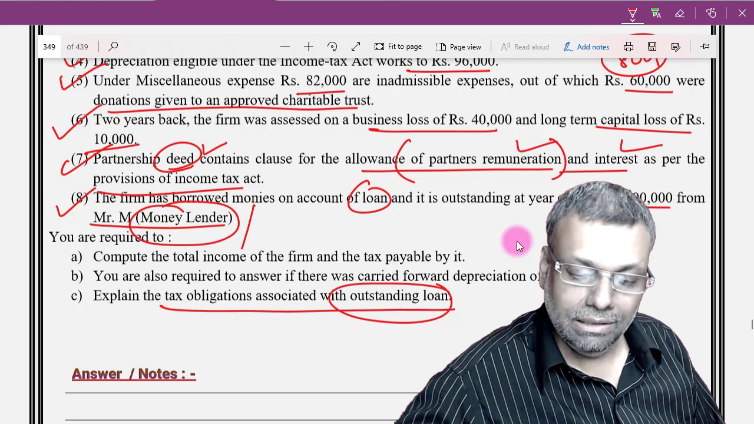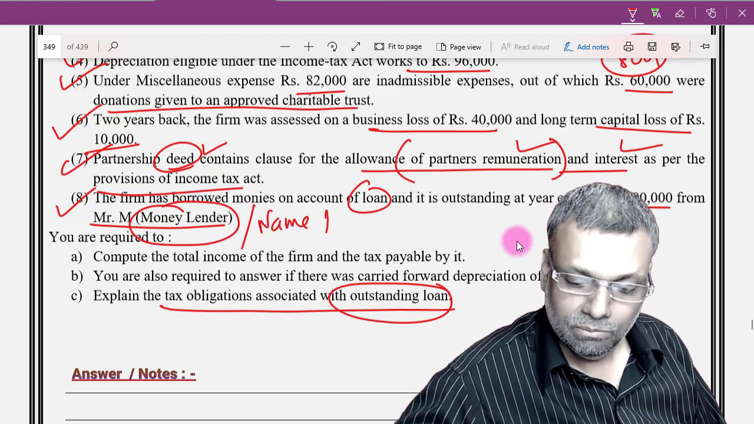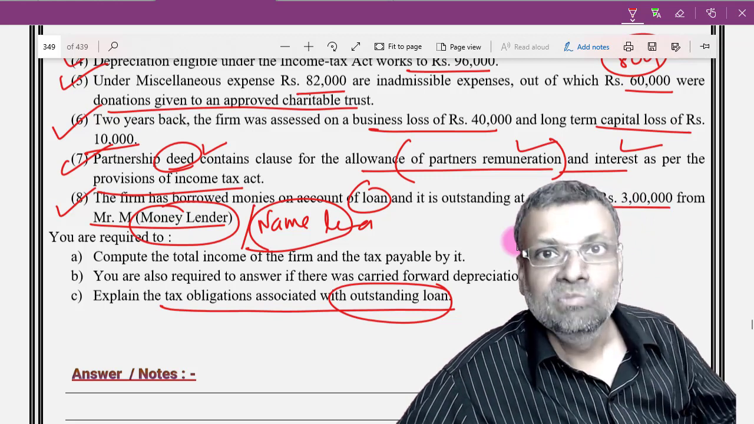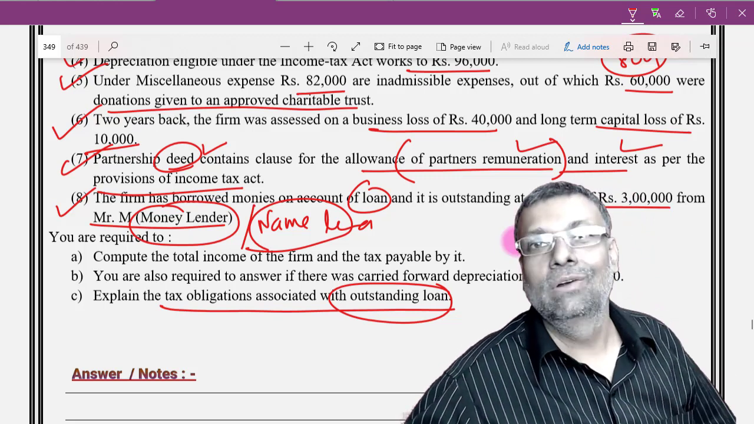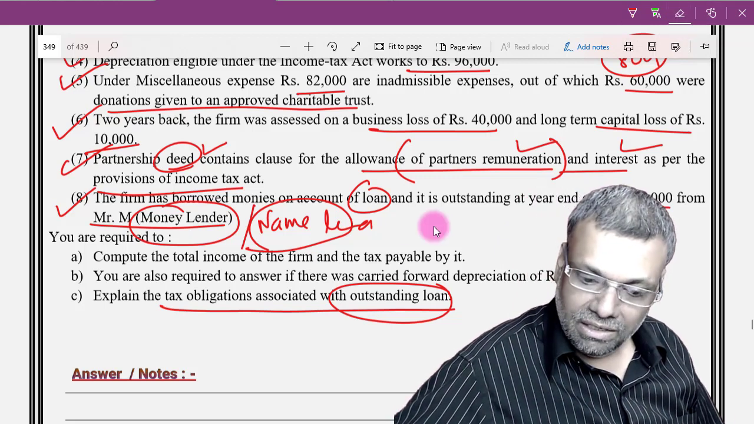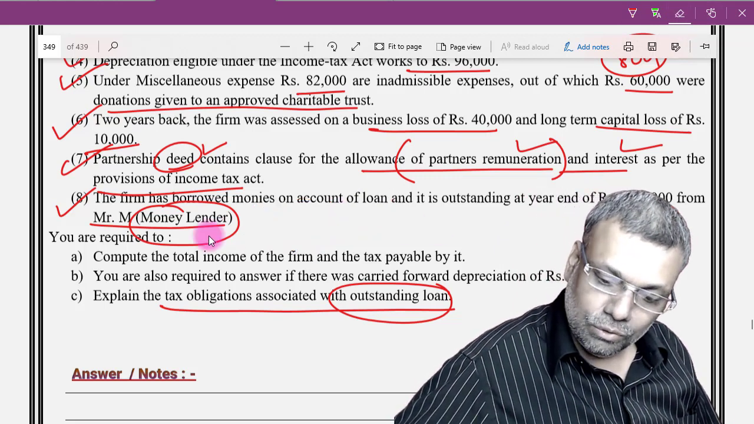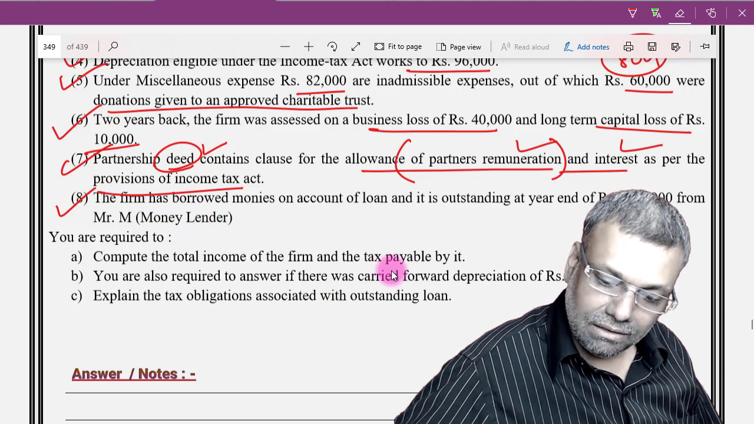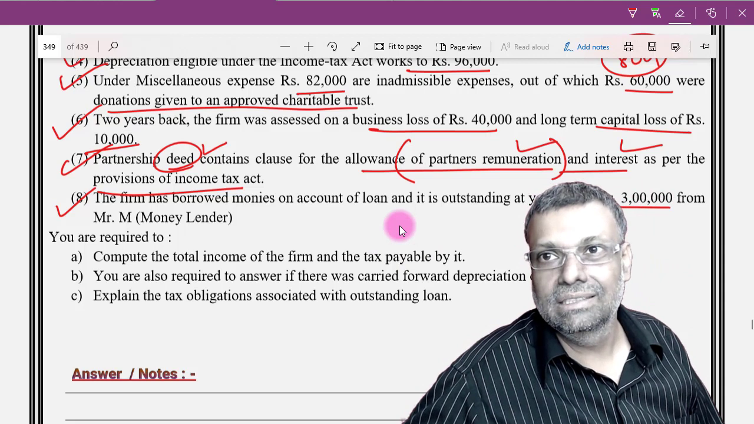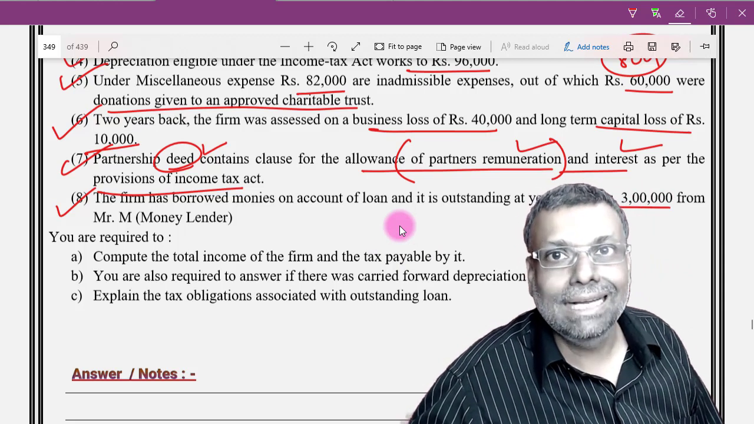In English, we say money lender and the name lender. If the question uses the word name lender, that means it is a bogus transaction, so you have to straight away go for section 68. I am just telling you the words. Here it is saying money lender, so you have to say that it is all genuine and all that kind of situation. And secondly, for loans there is some penalty clause if it was taken in cash or something like that.